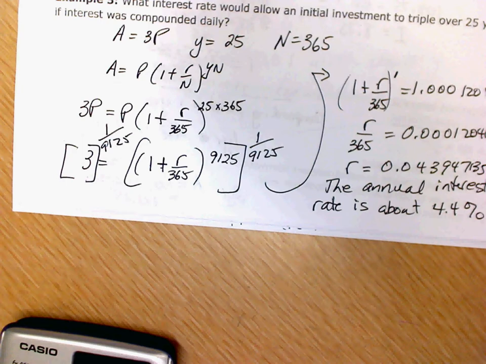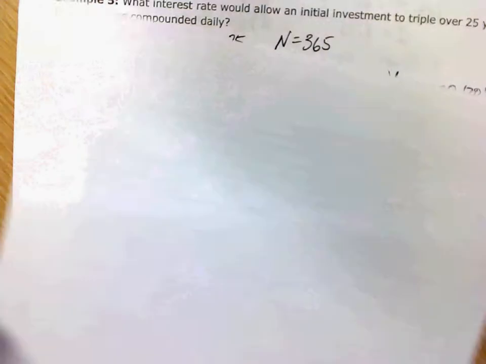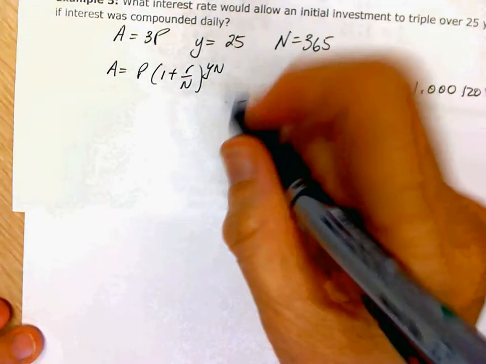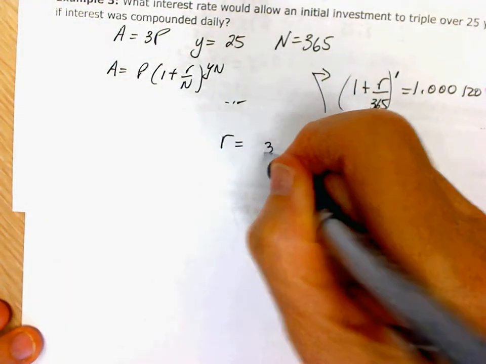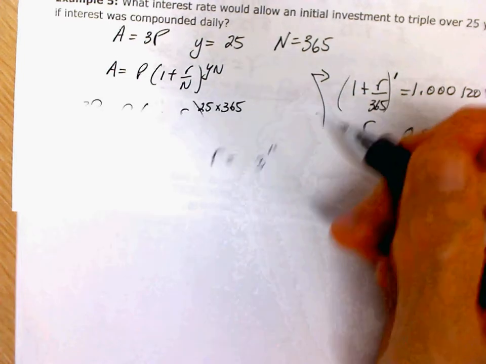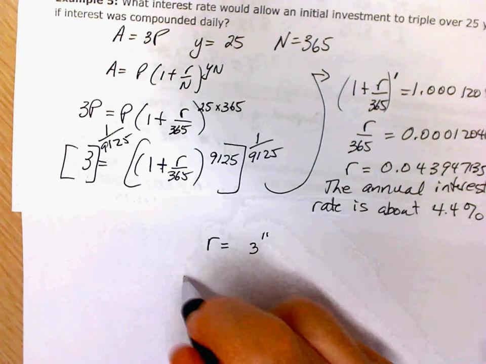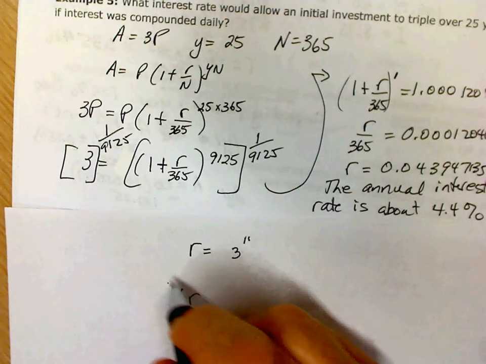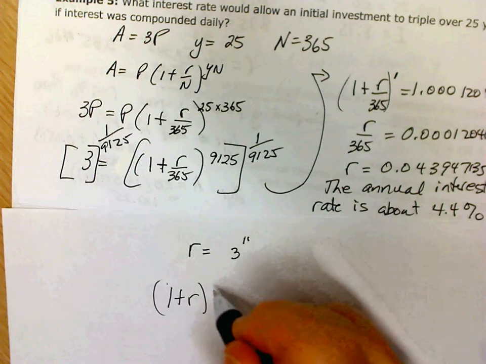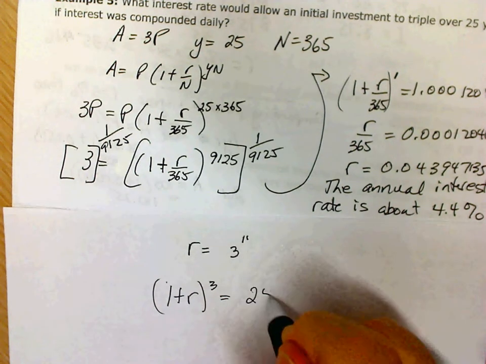Let's say you have (1 + r) to the 3 equals 25. This is my example, okay? How can we solve for r?